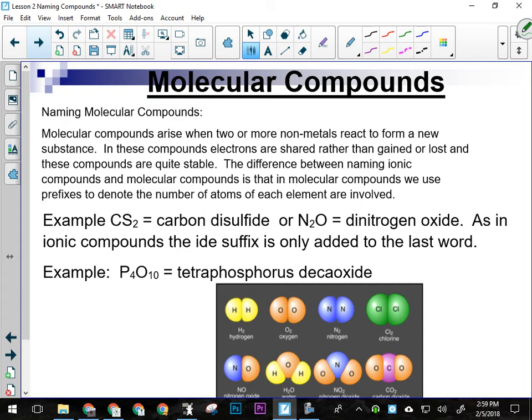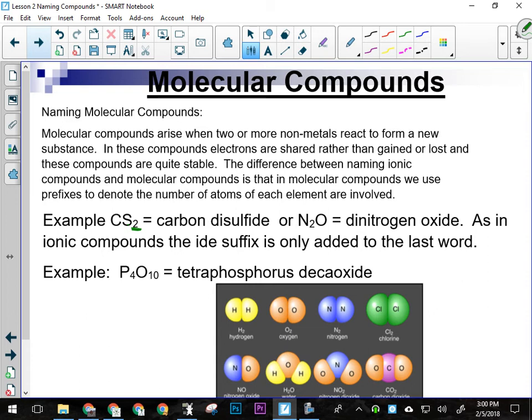So a molecular compound arises when two or more nonmetals react to form a new substance. The electrons are shared, and we use our prefixes. So CS2 would be carbon disulphide. Notice the first element does not get its name changed. In an ionic compound, we didn't change the name of the metal, and we're still holding true to that. The first element doesn't get a name change. It stays as it is on the periodic table. Only the second thing gets its name changed to -ide. So this is carbon disulphide because there are two sulfurs and only one carbon.